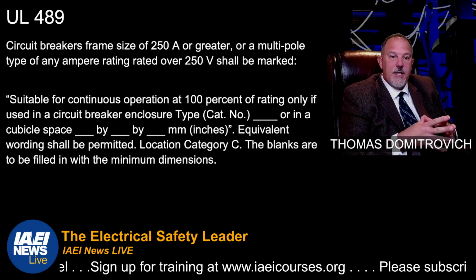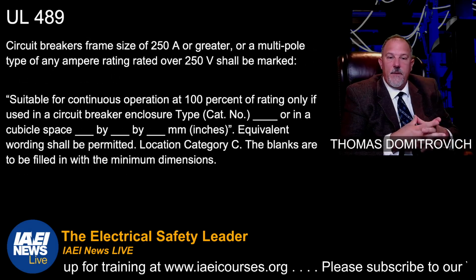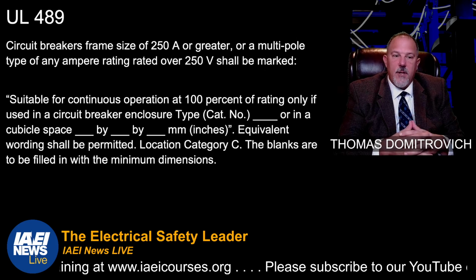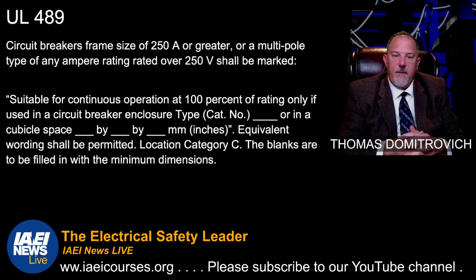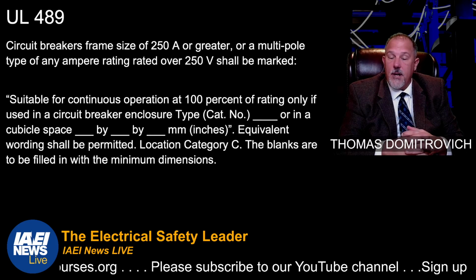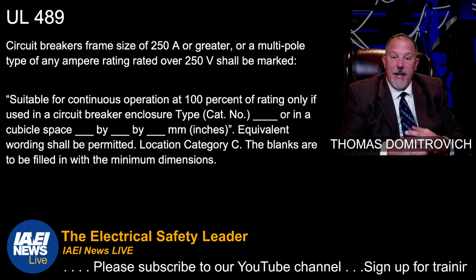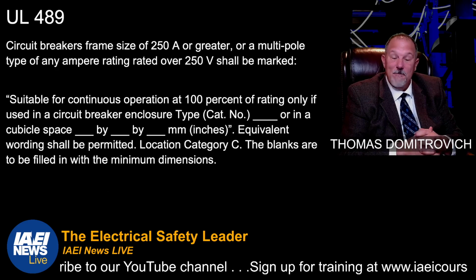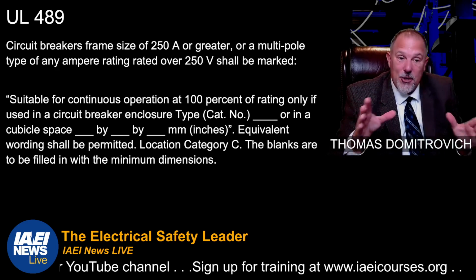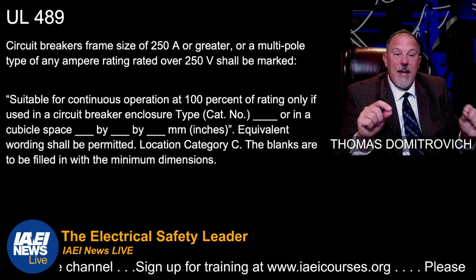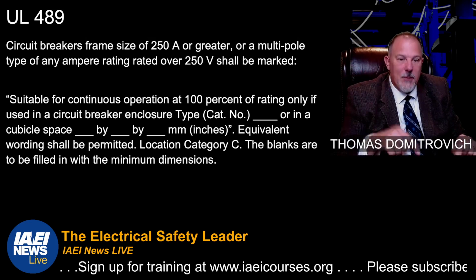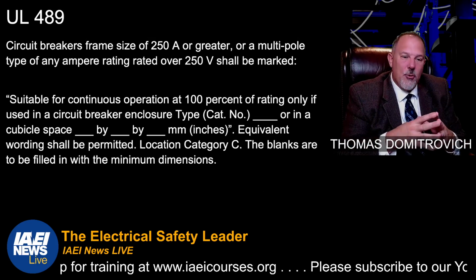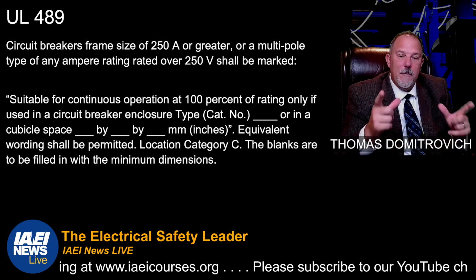Now, what you'll see, circuit breakers with a frame size of 250 amps or greater, if it's a multi-pole type or any ampere rating over 250 volts, shall be marked suitable for continuous operation at 100% of rating only if used in a circuit breaker enclosure. So they're telling you exactly which enclosure, or in a cubical space so many inches by so many inches. Equivalent wording shall be permitted. So here's the thing.